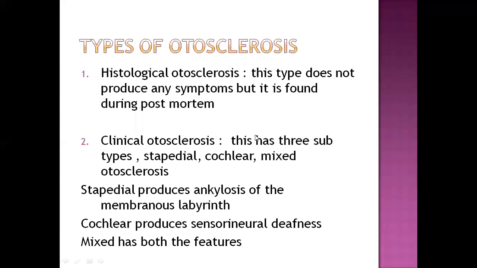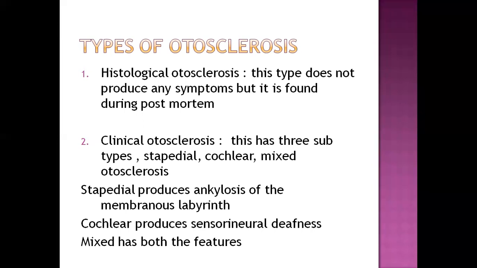There are types of otosclerosis. First is histological. This type does not produce any kind of symptoms but is found during postmortem. During life, it is not found as a sign and symptom form, but after death, if a postmortem is done, then it can be found.